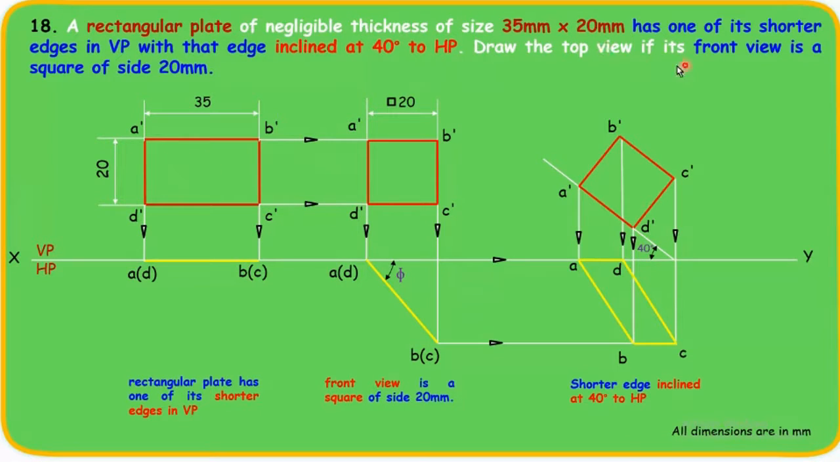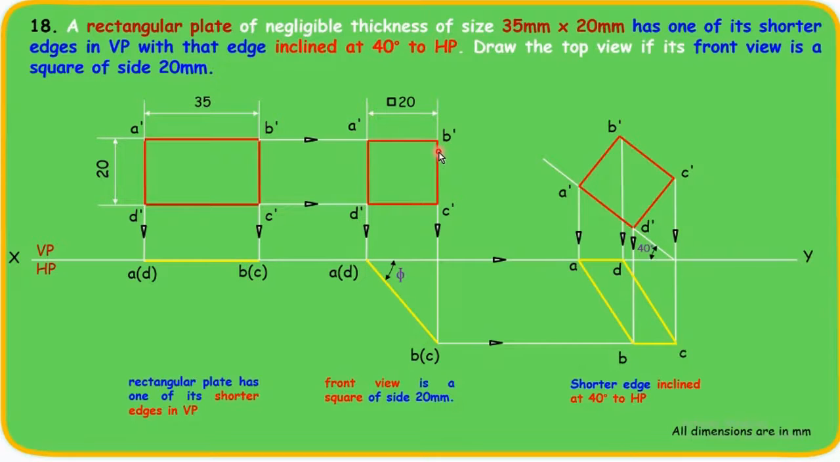They have given you a rectangular plate of negligible thickness of size 35 mm into 20 mm that has one of its shorter edges in VP. From this itself we can clearly come to know that it is resting on the vertical plane. If you cannot identify it with this sentence, you can see this sentence: front view is a square of side 20 mm. See, this is the front view, which is a square of side 20 mm.